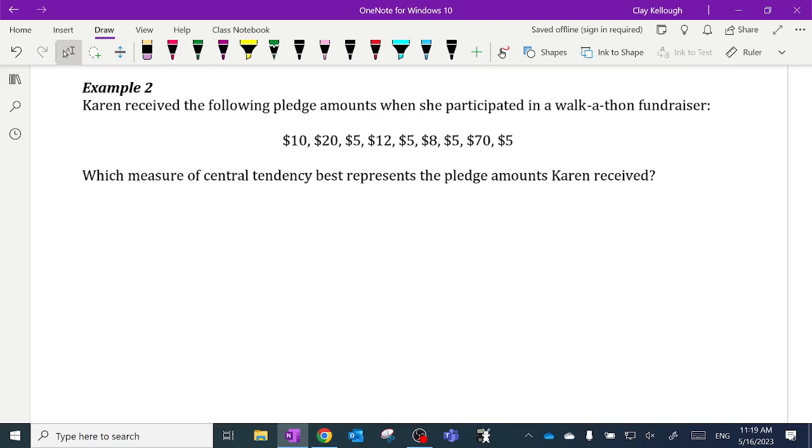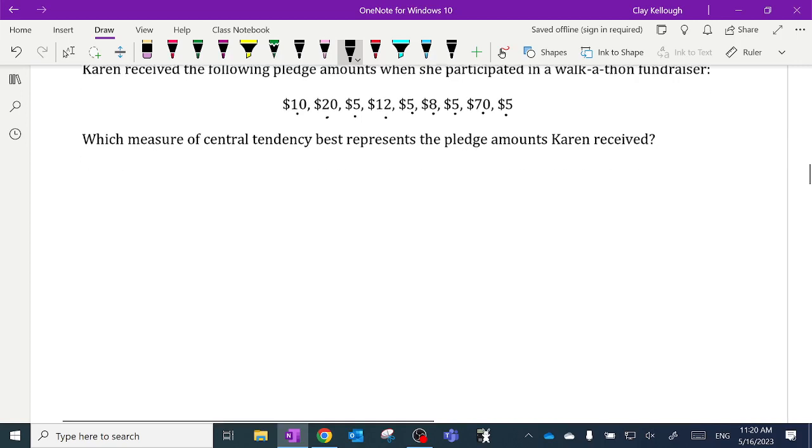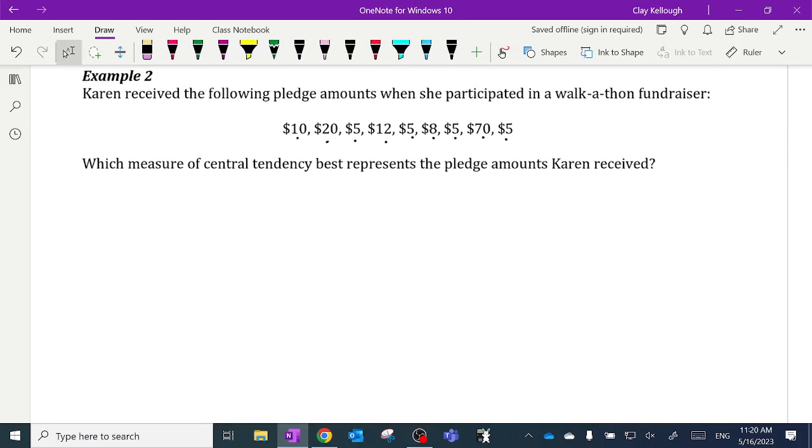Karen was out pledging for a walkathon, trying to raise some fundraising. And she went to 7 houses and she got donated $10, $20, $5, $12, $5, $8, $5, $70, and $5. Oh, sorry, that's 8 houses. Sorry. Which measure of central tendency best represents the pledge amounts? Well, notice that it doesn't even ask us to calculate it. But if we were to do a mean, look at what would happen here.